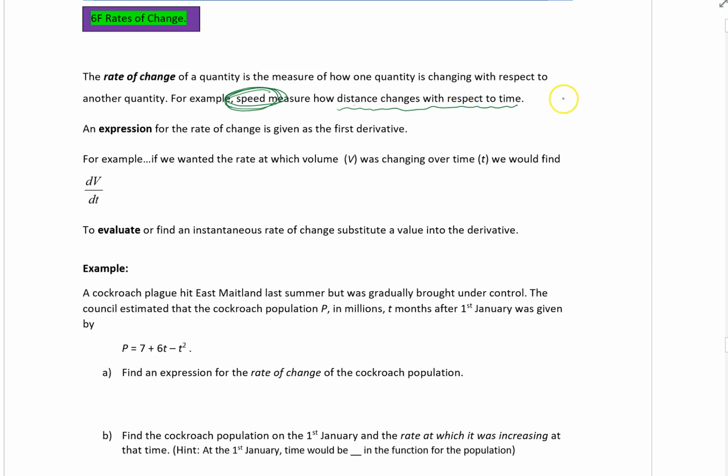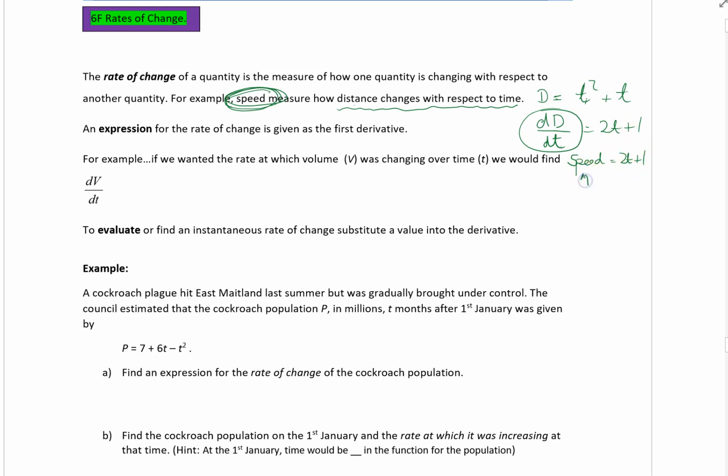So if you've got an expression for the distance travelled in terms of time, some function in t, say the distance is t squared plus t, then if we take the derivative of that with respect to time, we get 2t plus 1. The change in the distance with respect to time is the equivalent of the speed, which can be calculated as 2t plus 1.